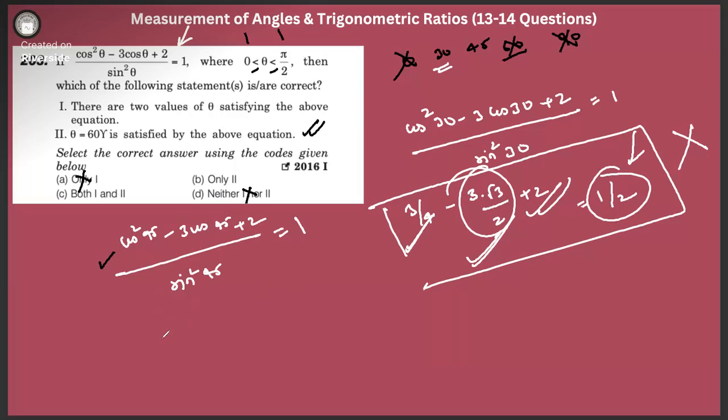Cos 45 is 1 by root 2. Root 2 square is 2 minus 3 cos 45 is root 2 plus 2 divided by sine 45 is how much? So this is your 4 minus 3 root 2 divided is equal to 2. Right, isn't it? So we are not getting it. We are not getting it, guys.